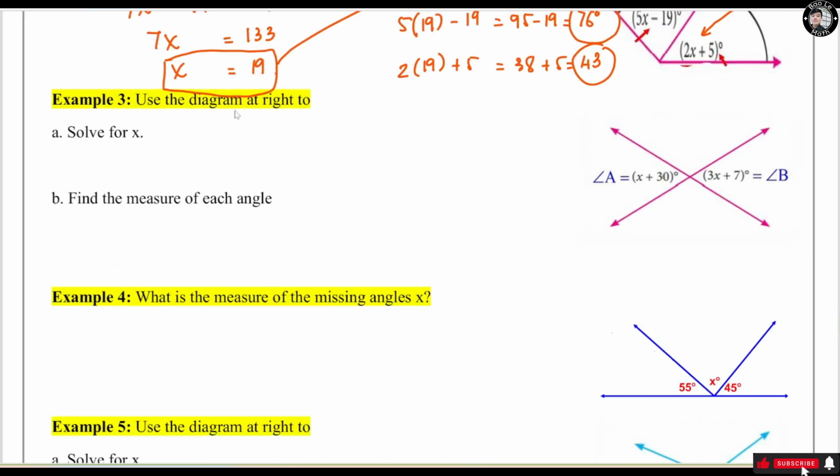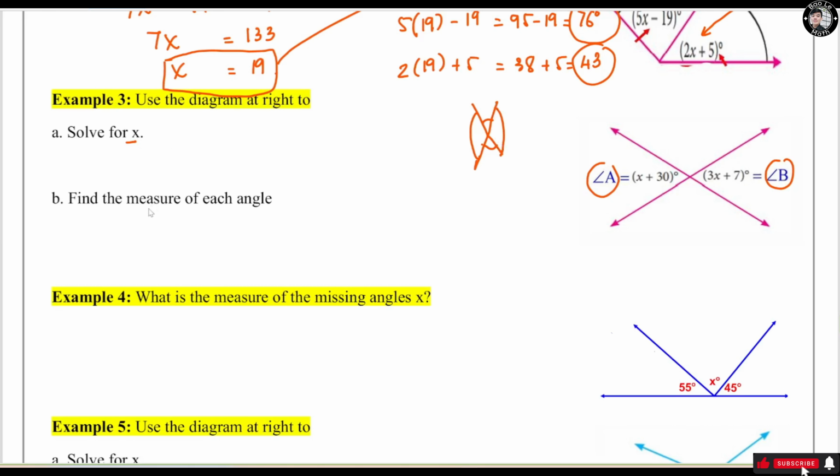Now example number 3. Use the diagram at the right to solve for s. Observe that angle A and angle B right here are vertical angles. For vertical angles, we have the letter V right here. If you extend the vertex, this one and this one are vertical angles, or this one and this one are vertical angles. It looks like a V, so this is the best way for you to memorize vertical angles.